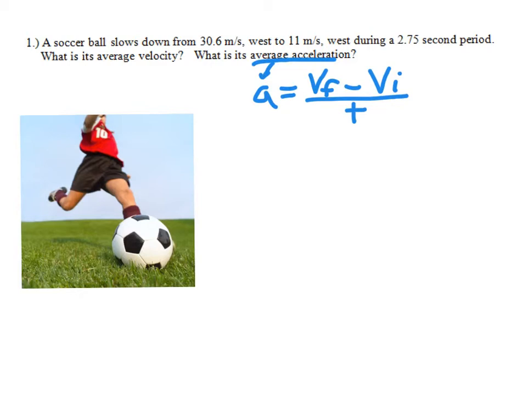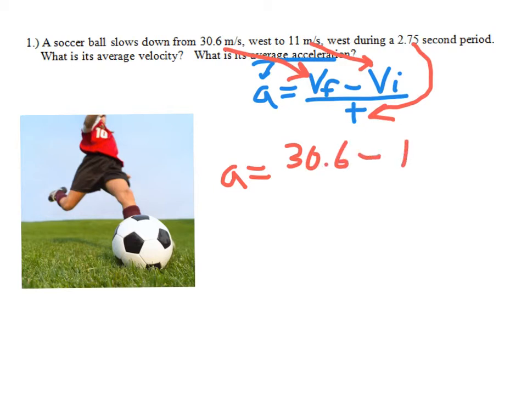So what I can do is I know that this 2.75 here is my t. This 30.6 is my v final, and this 11 is my v initial. So what I need to do is plug those numbers in. I'm going to have A equals 30.6 minus 11, and that's meters per second for both of these. And we're going to divide it by 2.75 seconds.